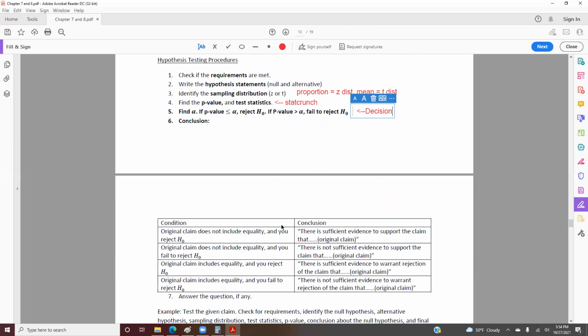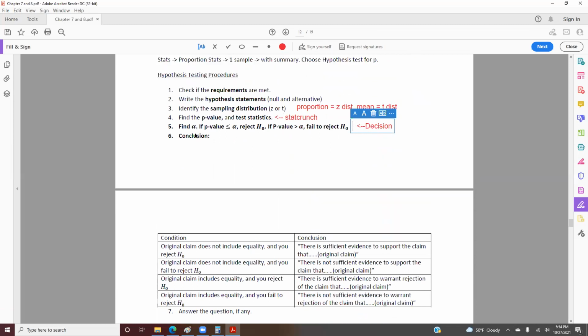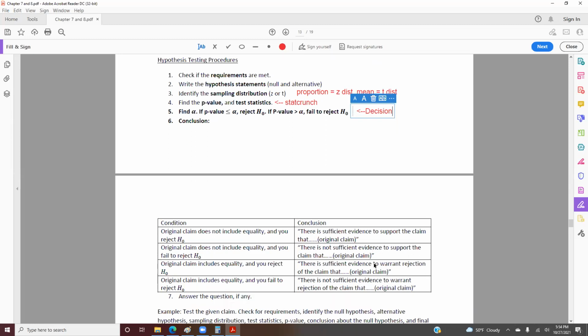Step 6 is your conclusion. Actually, there are 7 steps. Your conclusion is one of these: there is sufficient evidence to support the claim; there is not sufficient evidence to support the claim; there is sufficient evidence to warrant rejection of the claim; there is not sufficient evidence to warrant rejection of the claim. So there are 4 different types of conclusion, and you will pick one based on your decision and also based on your claim statement. Again, I will teach you how to do this.